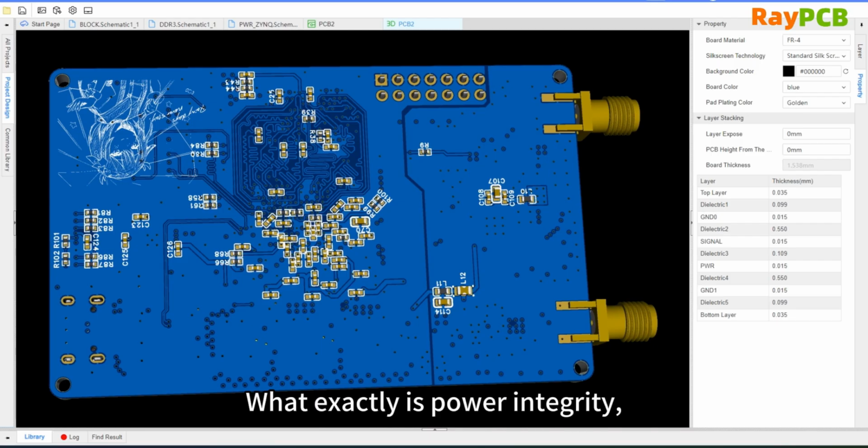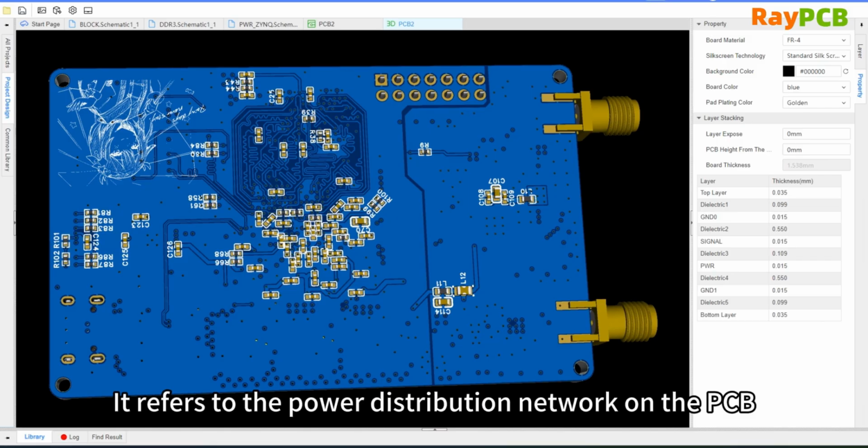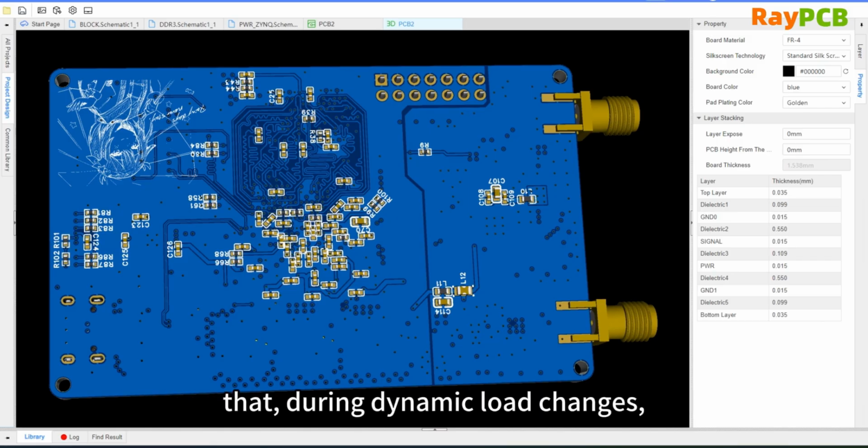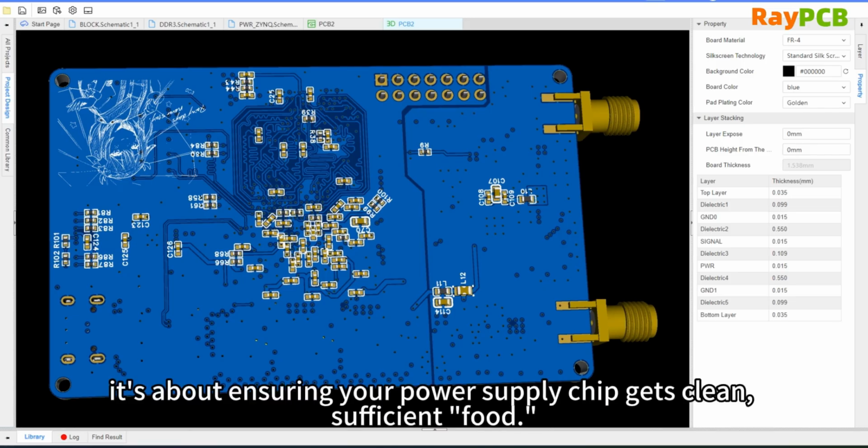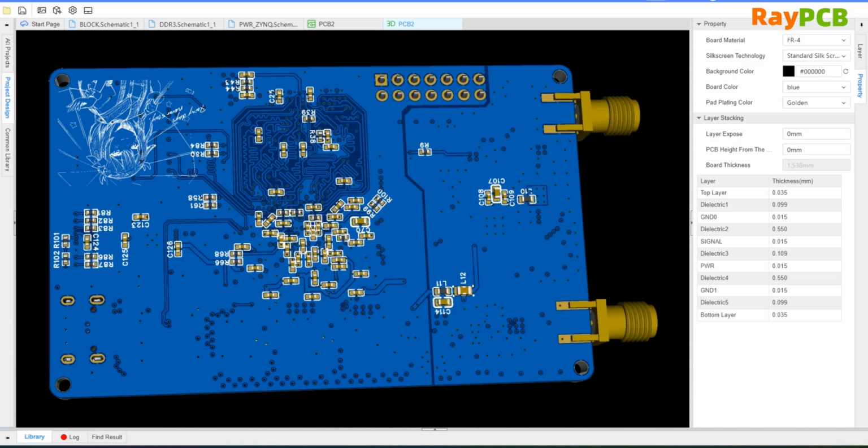So what exactly is power integrity, and why is it so critical? What is power integrity? It refers to the power distribution network on the PCB being able to maintain performance even when the load changes dynamically. It provides all active devices with a stable and low noise power supply. In simple terms, it is the ability of the power supply voltage to ensure that your chip gets clean and sufficient food. Why is this so critical?